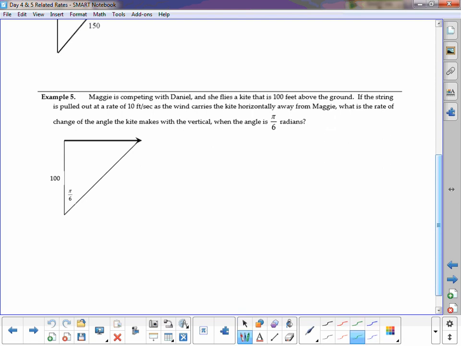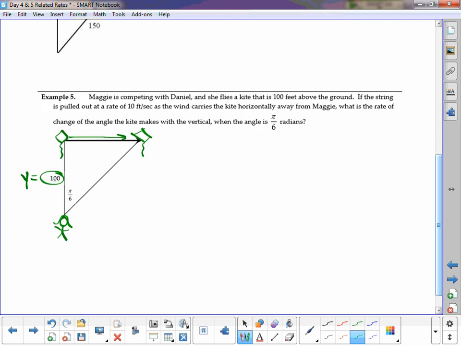So Maggie's competing with Daniel. Daniel's from before, flying a kite. And she flies a kite that is 100 feet above the ground. So we have Maggie here, and she's flying her kite 100 feet above ground. If the string is being pulled out at a rate of 10 feet per second as the wind carries the kite horizontally away from Maggie, what is the rate of change of the angle that the kite makes with the vertical? So our kite is moving this way, so after some time it continues to go up, and this is a constant 100 feet above the ground.